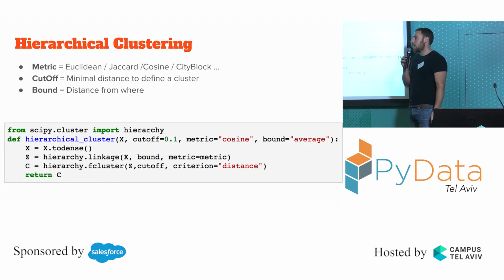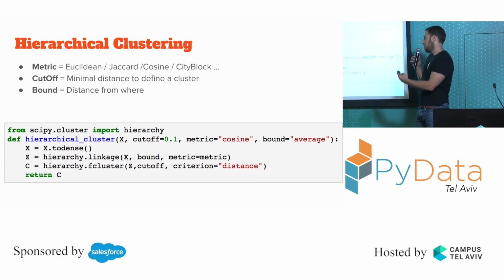This is how you do hierarchical clustering in Python. Pretty simple. SciPy has a very easy implementation for it. Hierarchical clustering has three hyperparameters. The first is what distance do you use? There are a lot of choices in SciPy. Next is what is the minimal distance that you need to account for, the minimal distance that you still consider things to be in the same cluster. This is called the cutoff distance. And the last hyperparameter is where do you measure the distance from? Do you measure it from the center of the cluster? Do you measure it from the bound, for the furthest point?